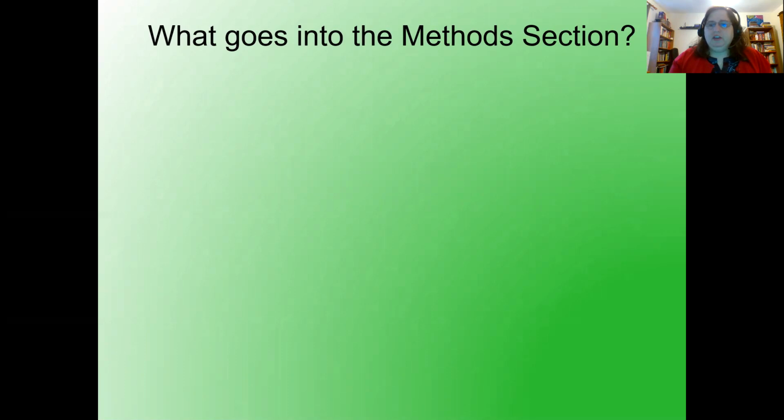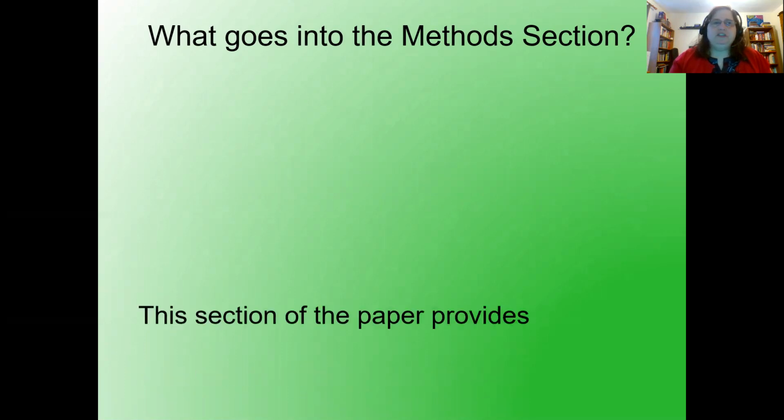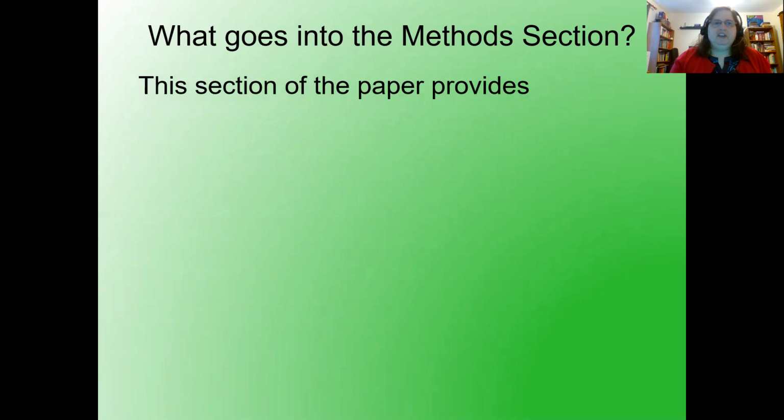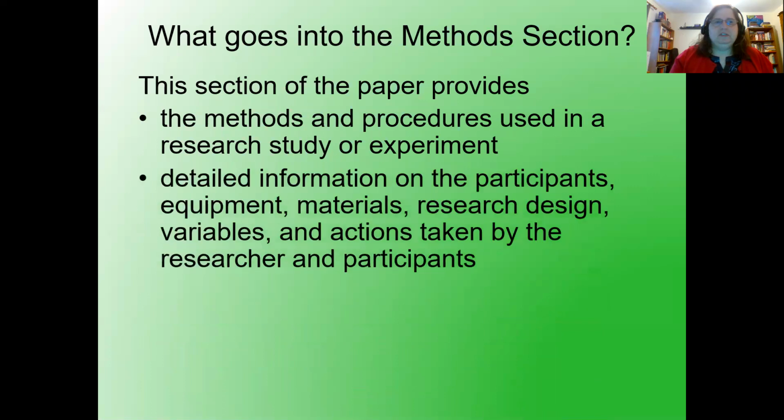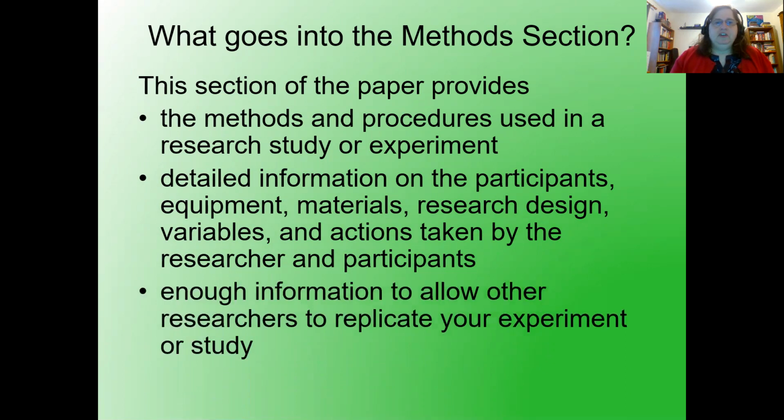So let's start by talking about what goes into a method section. This section of the paper provides the methods and procedures used in a research study or experiment. Detailed information on the participants, equipment, materials, research design, variables, and actions taken by the researcher and the participants. Enough information to allow other researchers to replicate your experiment or study.